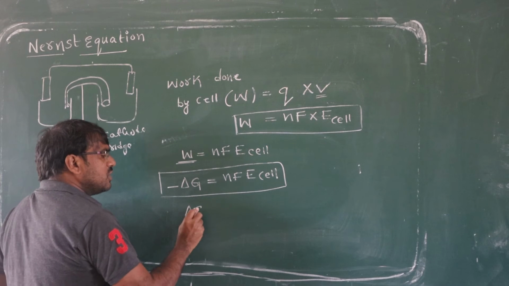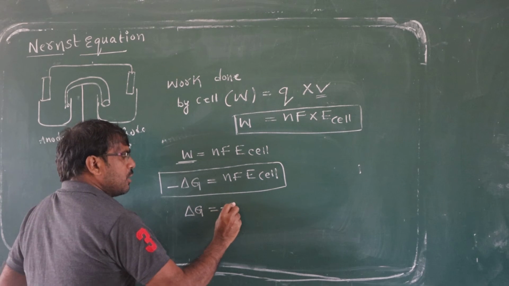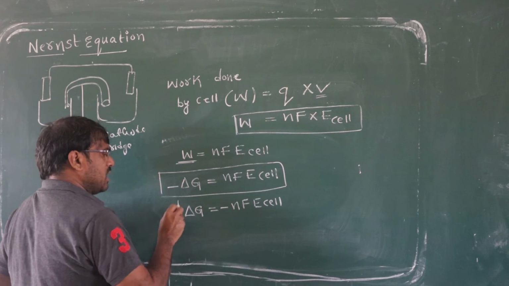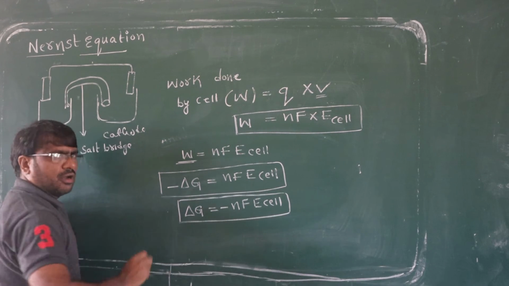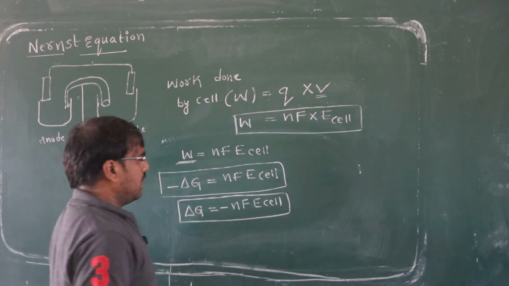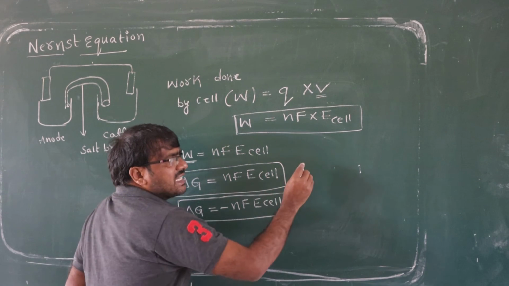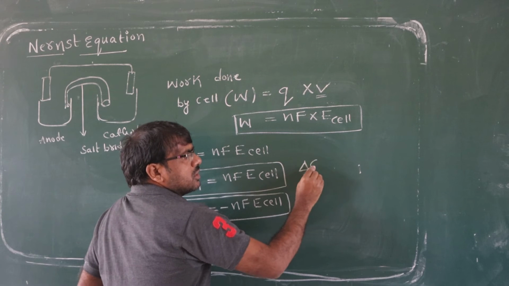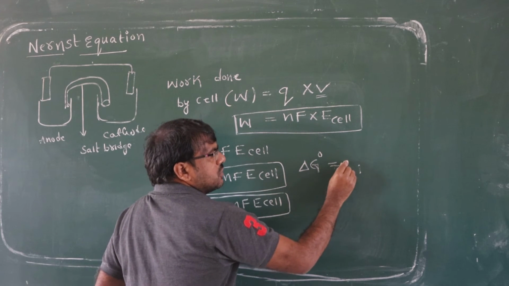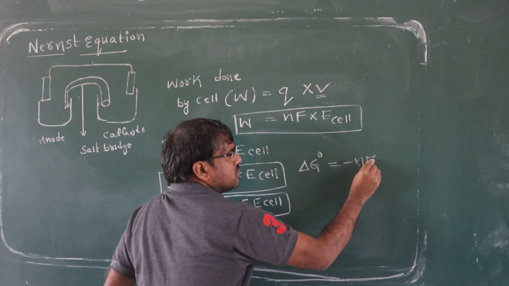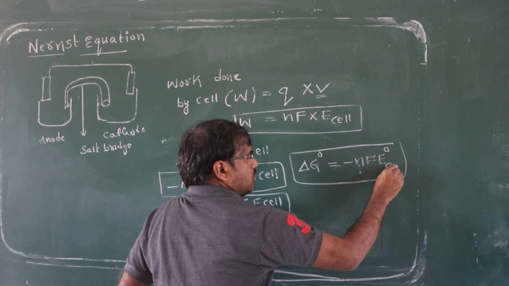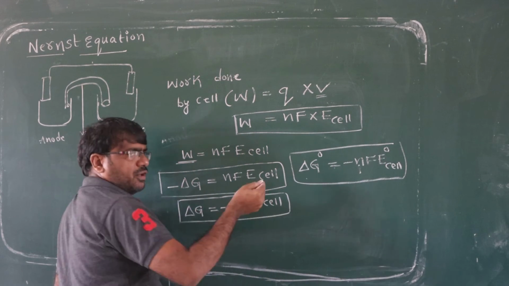Next, delta G is equal to what can we write? Delta G is equal to minus nF E cell. Next, at standard conditions, standard Gibbs energy is denoted by delta G naught. Delta G naught is equal to minus nF E naught cell. So these two formulas are very, very important.